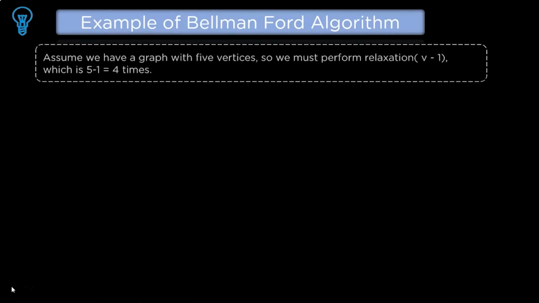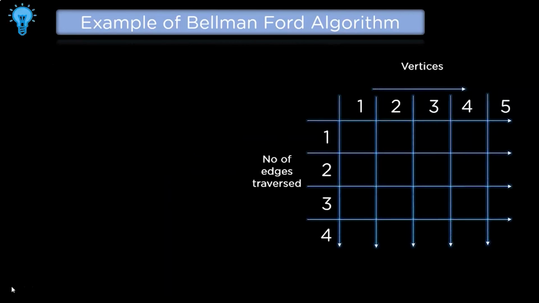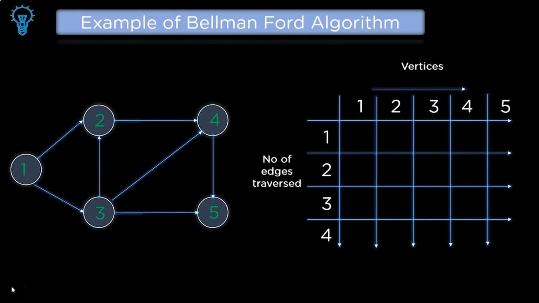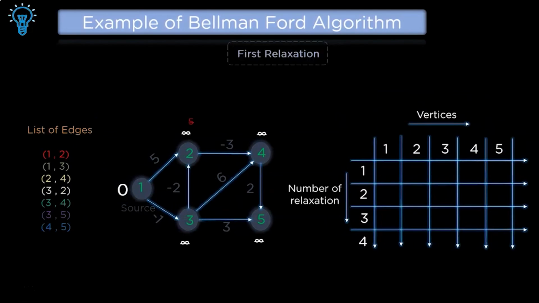Assume that we have a graph with 5 vertices. So, we must perform relaxation V minus 1 times, that is 5 minus 1 times, that is 4. Following that is a table in which we will update the minimum cost of the vertices of this graph, where the column is for vertices and the row is for the number of edges traversed. Next, we have a list of edges that are 1 to 2, 1 to 3, 2 to 4, 3 to 2, 3 to 4, 3 to 5, and finally 4 to 5.